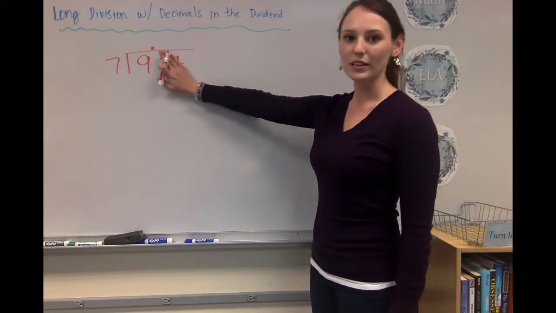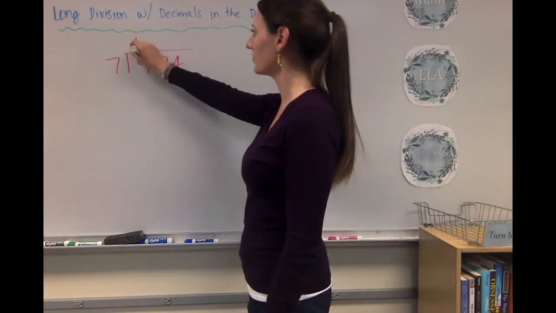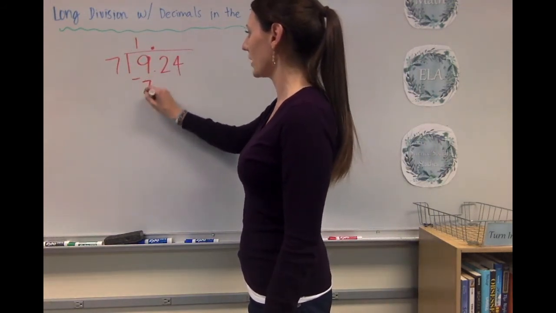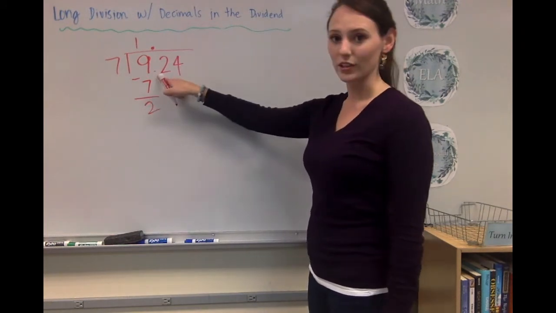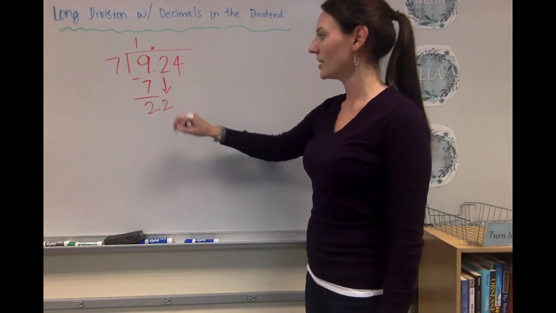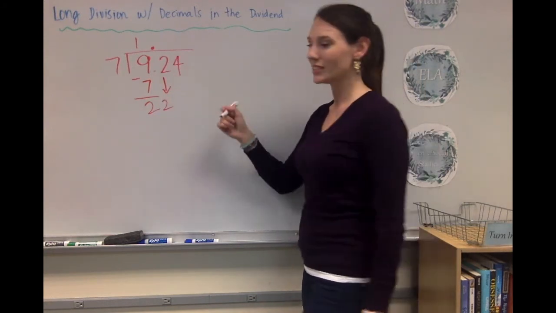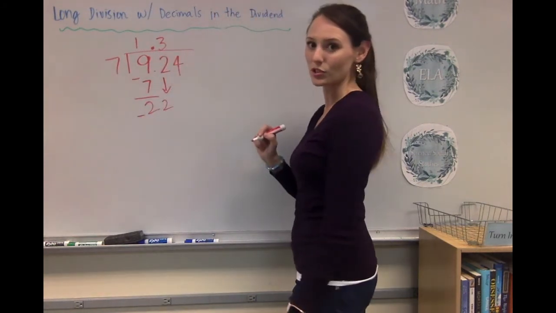So we're going to look at that very first digit. 7 can go into 9. It can go into it one time, and I'm going to minus that 7, and I get 2. I've already taken care of my decimal. I go to the next number, bring it down. 7 goes into 22 3 times. And 7 times 3 is 21.